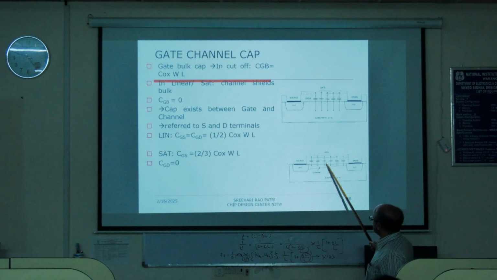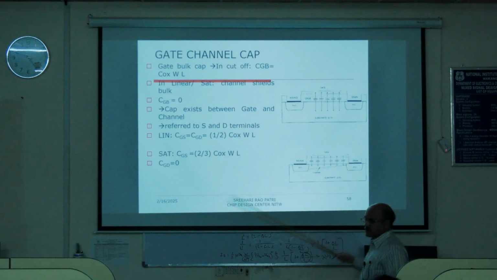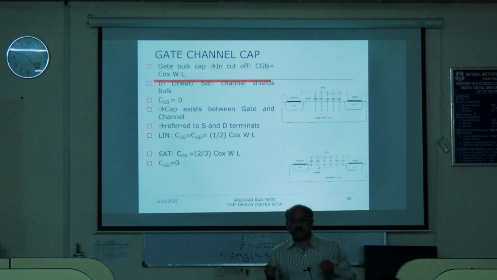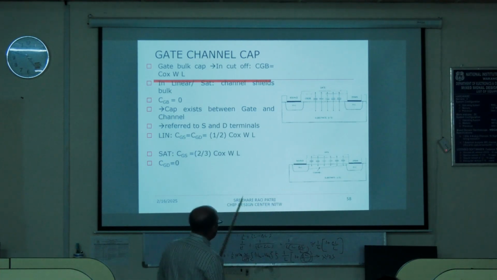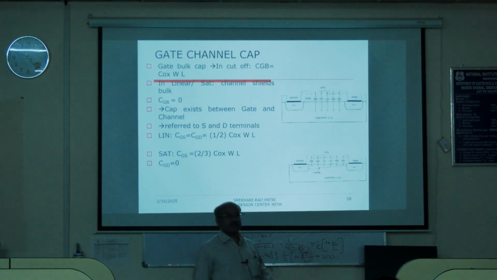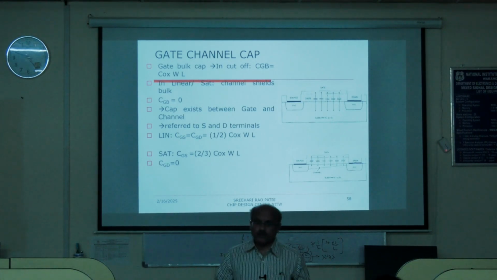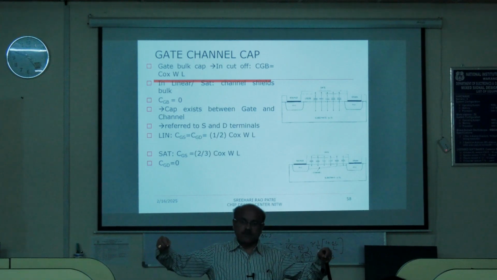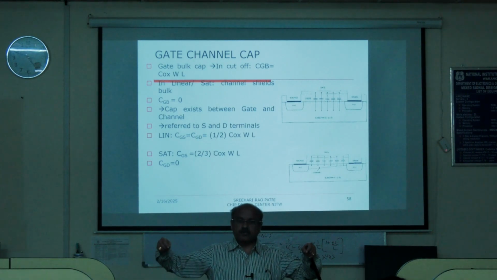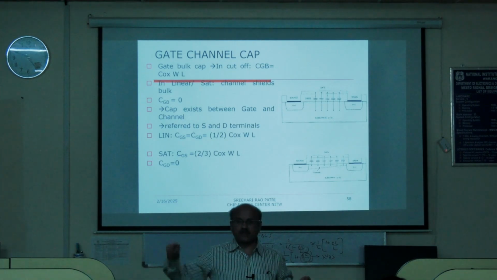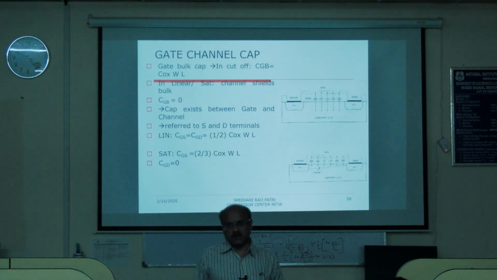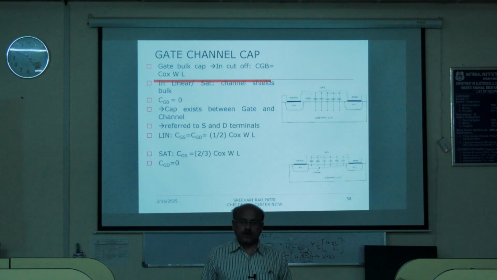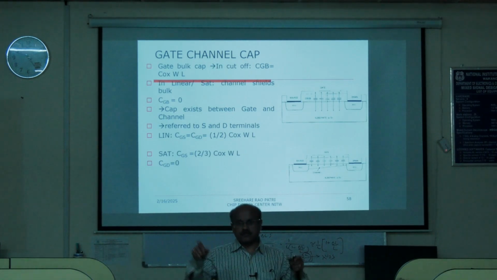So we consider the capacitance between the gate and the channel. But once again, gate and channel means how do you effectively measure it? We cannot measure by going inside the channel, right? Therefore it should be referred to the two terminals, which are the source and drain. In the linear region the channel exists uniformly along the length, and therefore we refer it equally to both the source and the drain. So half into Cox into W into L for both the source and drain.